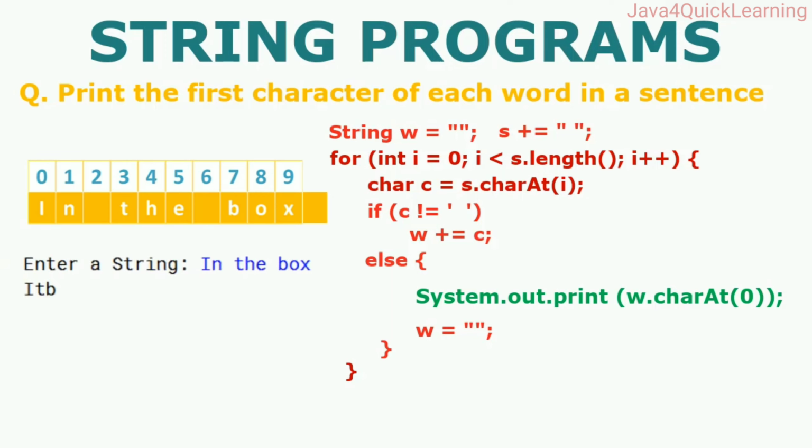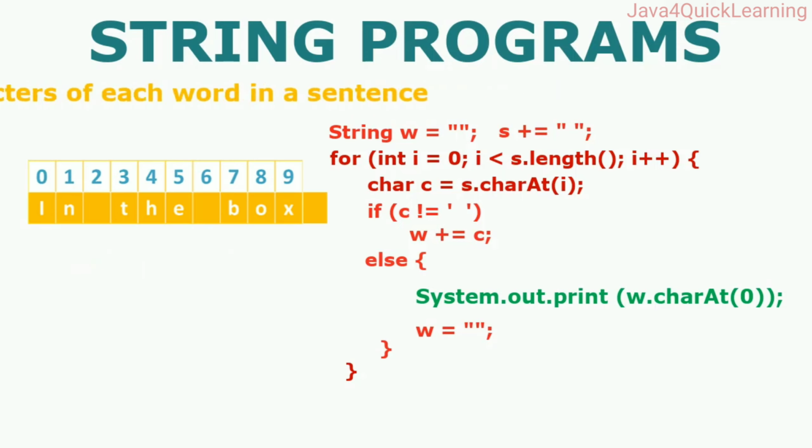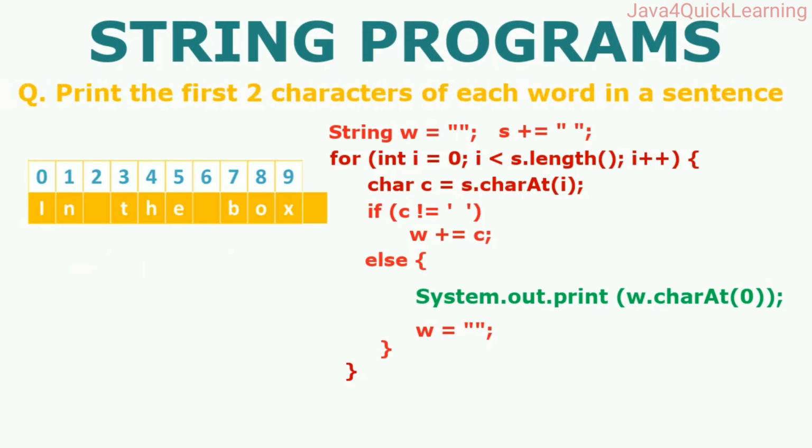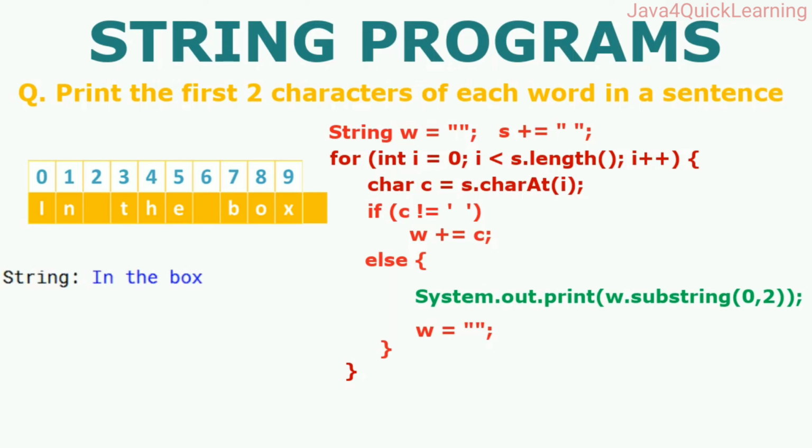This will give you the first character of each word. Similarly, if the program is to print the first two characters of each word, in the print statement, we can use the substring function to extract more characters. This program will extract the first two characters of each word and print it.